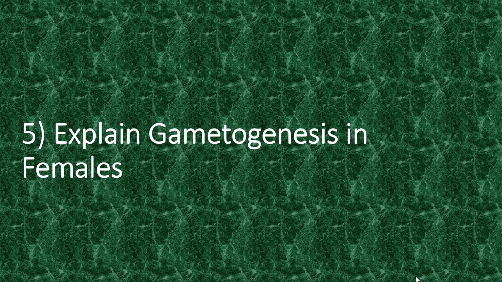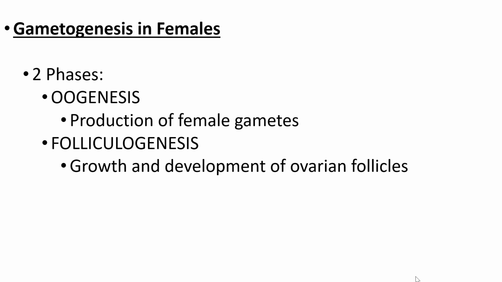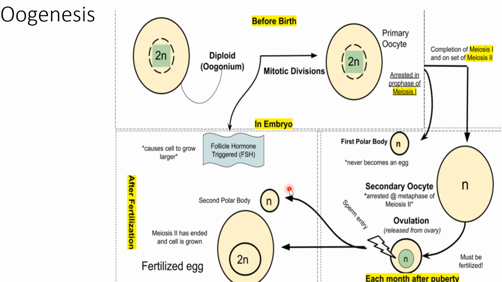Okay, so let's take a look at chapter 27, objective 5, gametogenesis in females. It's broken down into two phases, oogenesis and folliculogenesis. Oogenesis is the production of the gametes, whereas folliculogenesis is the growth and development of the follicles. This is a very confusing slide, so let's take it one step at a time.